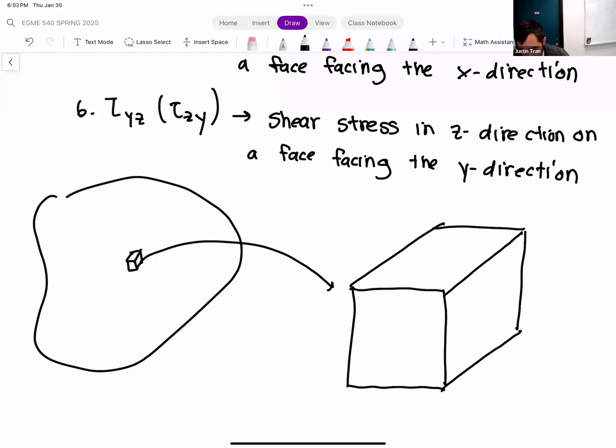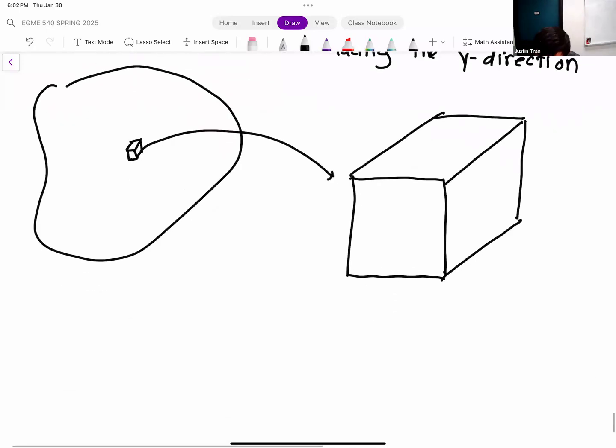Let me draw the Cartesian axis as well, just so you know what my conventions are. Typically, when I draw things, I draw the x direction going to the right, the z direction upwards, and then the y direction coming out towards the page. Okay.